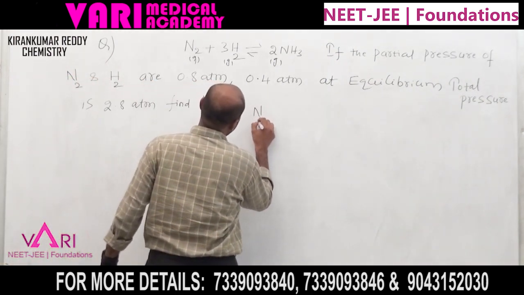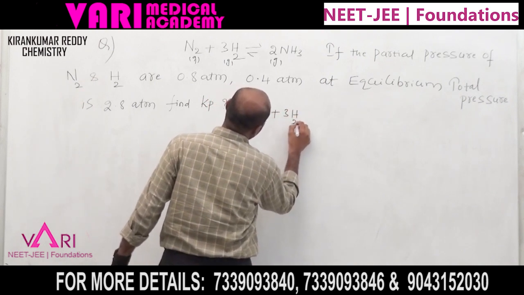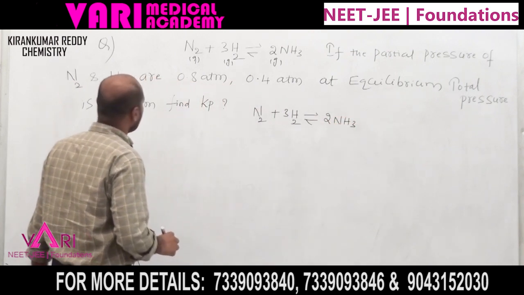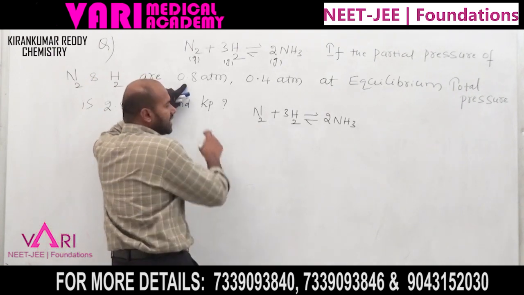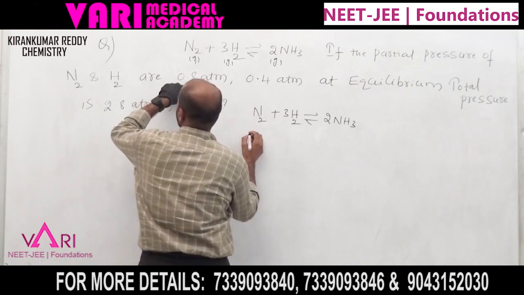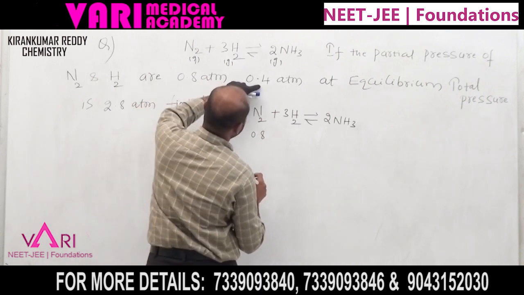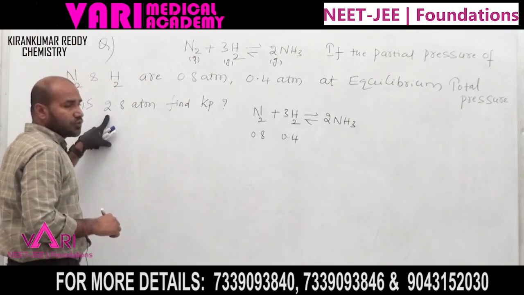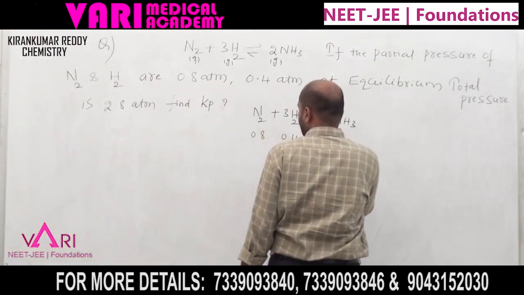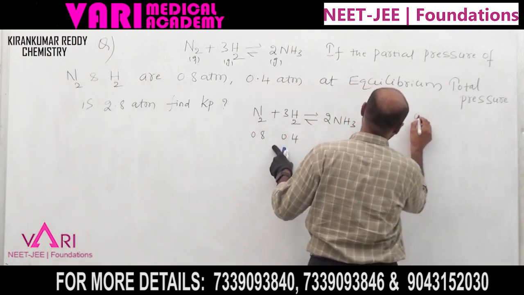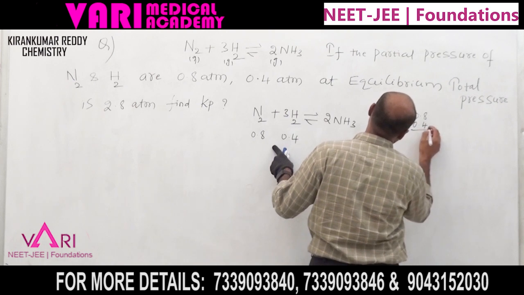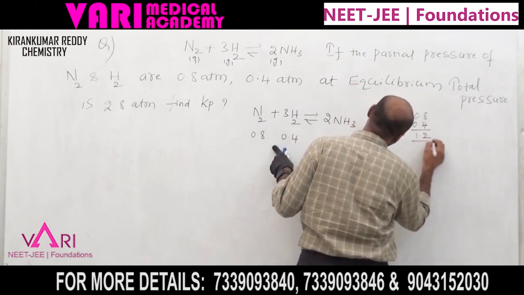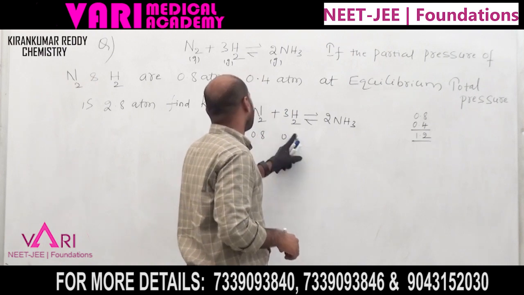What is the reaction? N2 plus 3H2 gives rise to 2NH3. Now, how many initial moles are given? Not moles here, pressure is given. Partial pressure of nitrogen is 0.8. Next, partial pressure of hydrogen is 0.4. Now total pressure is given as how much? 2.8. Now how do we get the partial pressure of this one? The N2 partial pressure is 0.8 added to 0.4. Now 8 plus 4 is 12, so 1.2 is coming for this partial pressure.